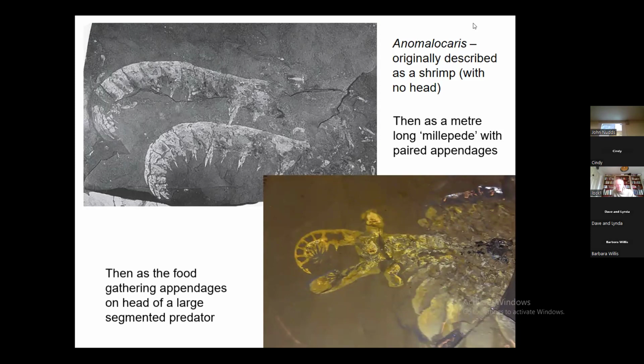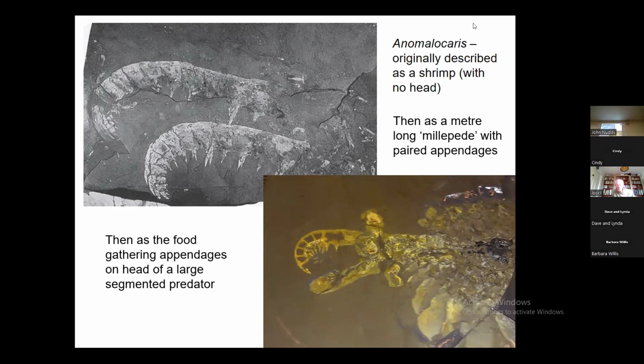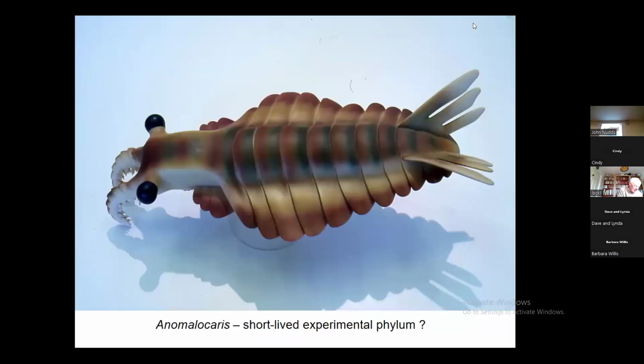And so it turned out that Anomalocaris is not an animal in its own right. It's not a shrimp at all. It's a food-gathering appendage, because the mouth is on the underside of this head, food-gathering appendage of this large predator. And that's what it was reconstructed as, Anomalocaris, between 0.5 meter and 1 meter in length, the main predator of the Cambrian seas.